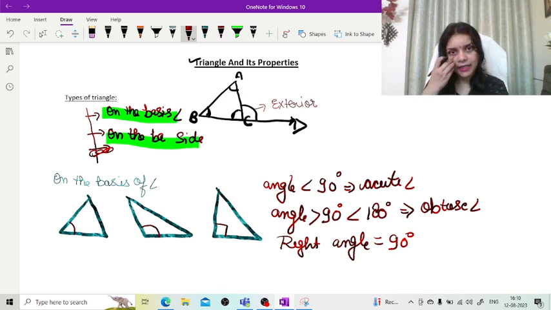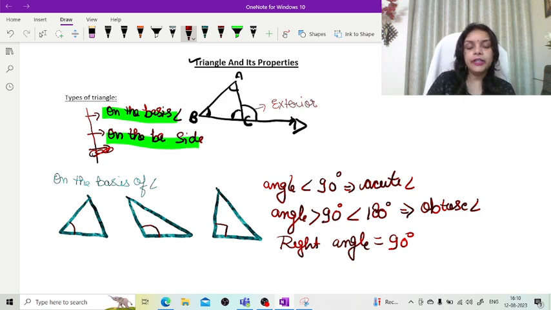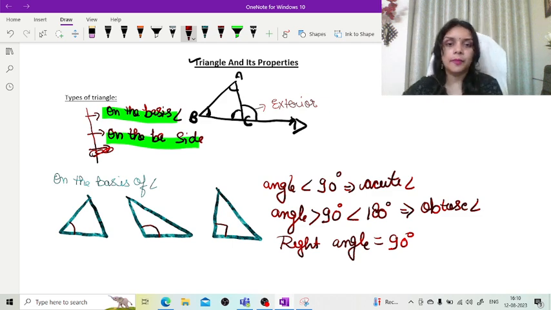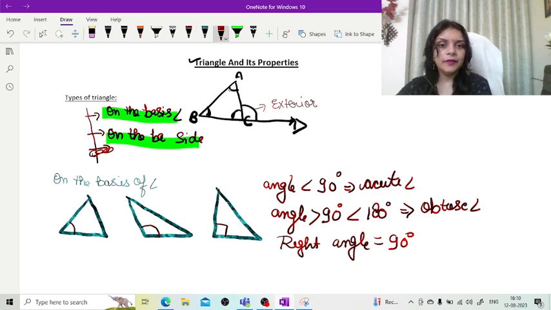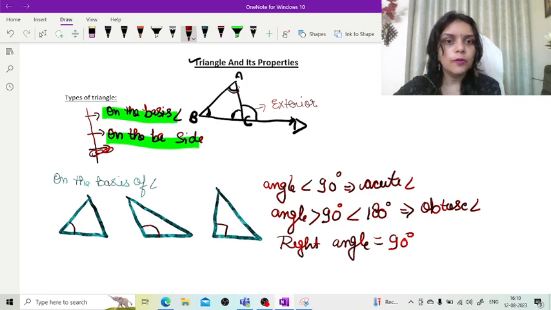Why am I explaining you these things? Because in this chapter we will use exterior angle property, interior angle property, and angle sum property, many properties, right? Now, as we were discussing that this is an interior angle, let's suppose this is angle A, this is angle B, this is angle C, and this exterior angle is angle x.